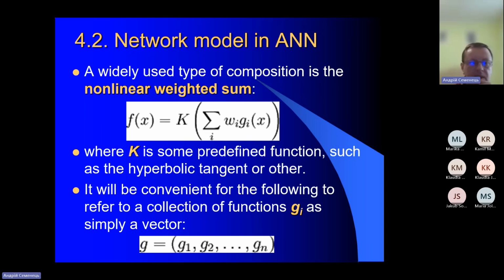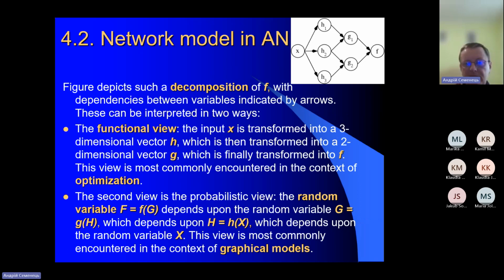And a widely used type of composition is the nonlinear weighted sum, which is in fact a statistical formula, where there occurs some predefined function such as the hyperbolic tangent or other. And it will be convenient for the following to refer to a collection of functions as simply a vector. So here we combine it with vector algebra. And the final thing will look like what is shown here at the top.